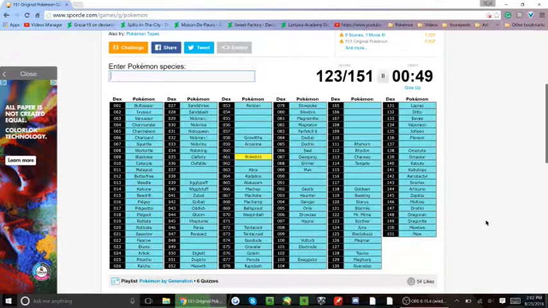Poliwhirl. Poliwrath, Poliwag. There's one. There's a three-stage evolution. Is it Victreebel? No. Oh, come on. Come on. I really can't think of them right now. I don't know what it is.